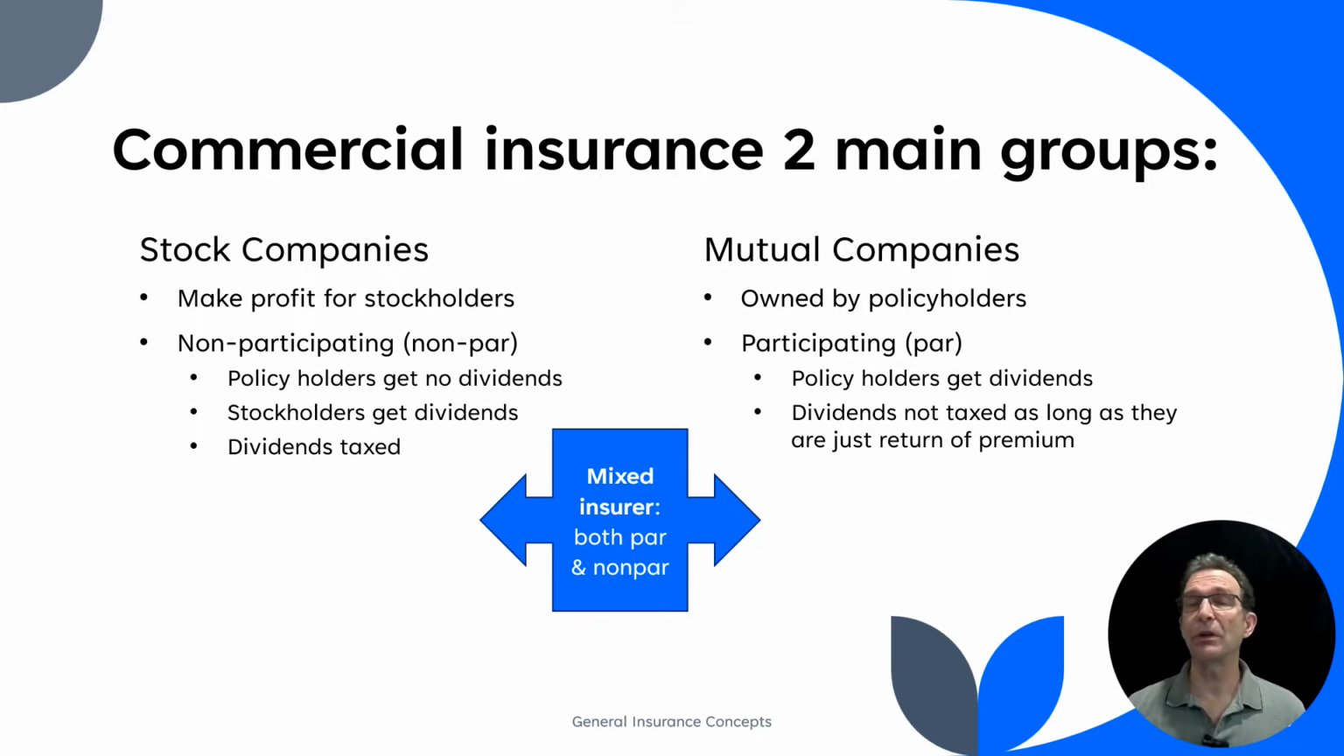A mixed insurer is a combination. They're both par and non-par. So three concepts here: stock company, which is non-par; mutual company, which is par; and then a mixed insurer who has both par and non-par. In other words, they could have some stocks that stockholders hold, but they also could have some policies that are participating, where members or insurance policyholders can get some returns.